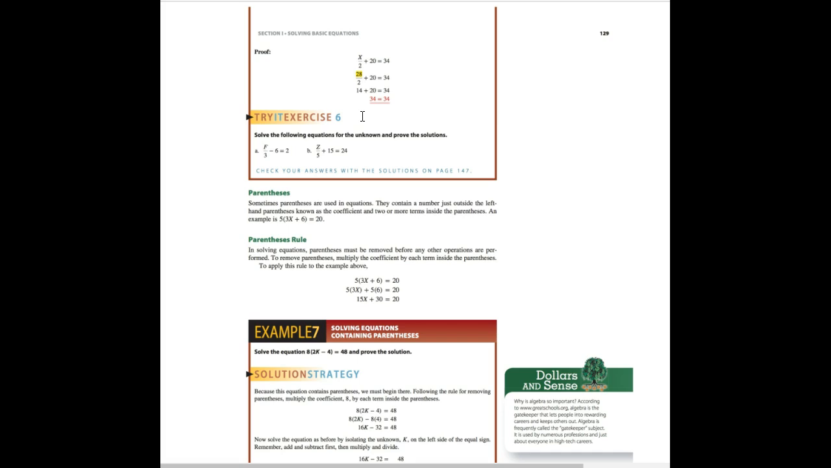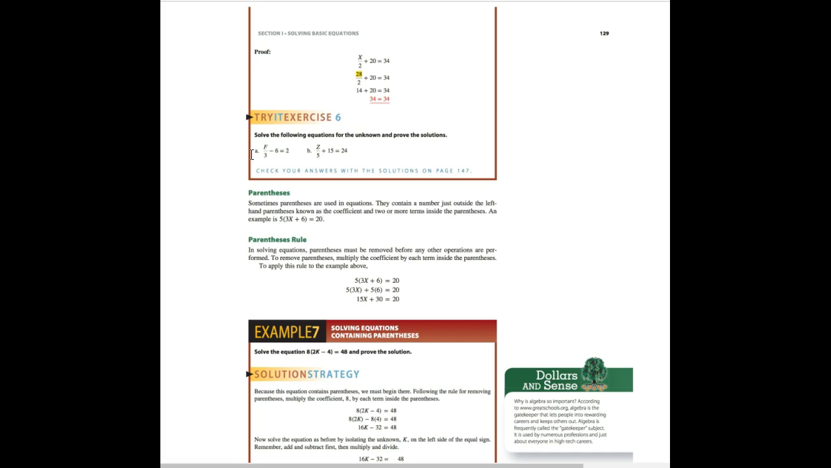Okay. Did you check your answers on page 147? Hopefully, and hopefully you got the correct answers. If you didn't, take a moment, compare your work to their solutions, see if you can figure out your mistake and correct it. All right, we're going to move on to parentheses and look at an example with that.